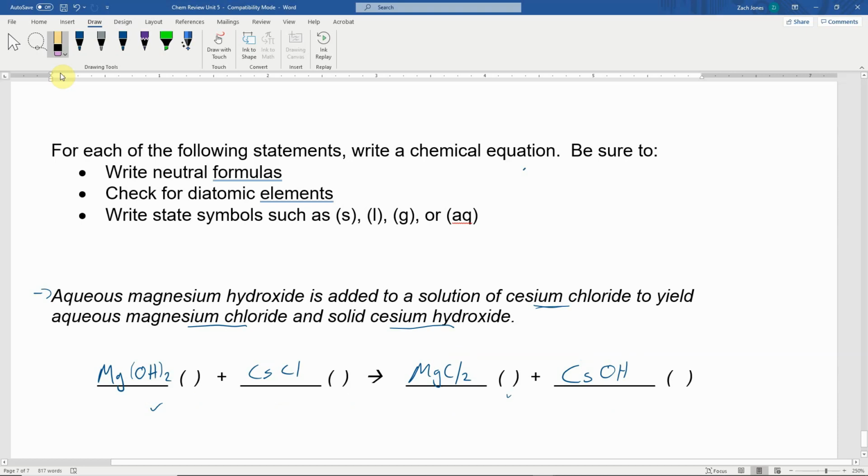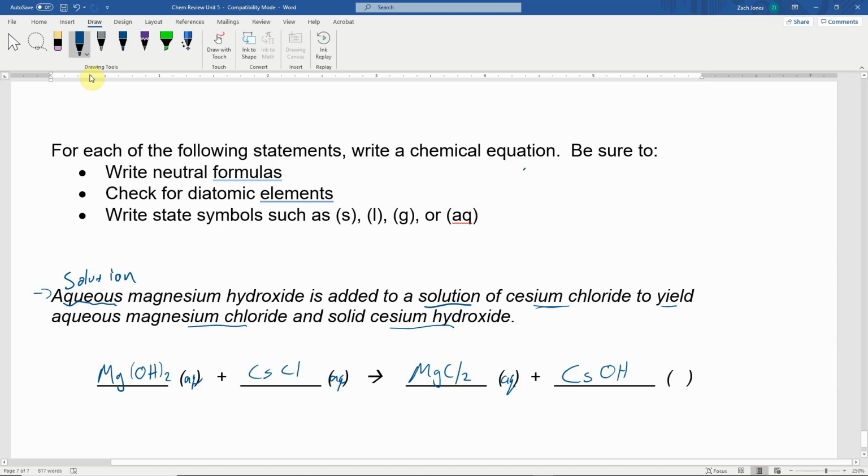Now, let's also do the state symbols while we're here. Let's see, magnesium hydroxide, it says aqueous. Remember, that's something dissolved in water. Sometimes it'll say solution, right? If it says solution, you know it's also aqueous. Is added to a solution. Yep, there it is. That's aqueous. Of cesium chloride to yield. Remember, that's the arrow. Aqueous magnesium chloride. Oh, that's aqueous too. They just told us that. A lot of stuff dissolved in water.